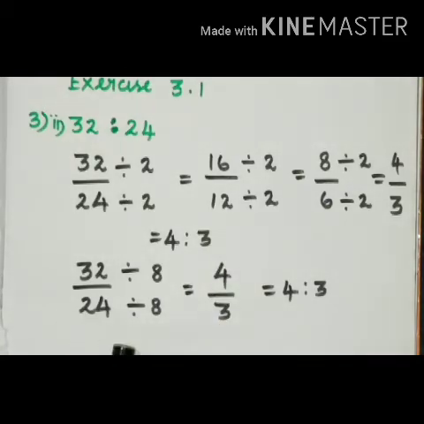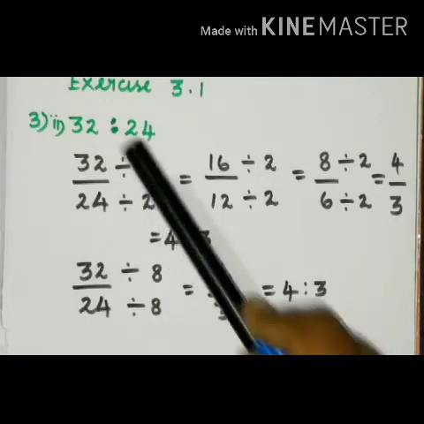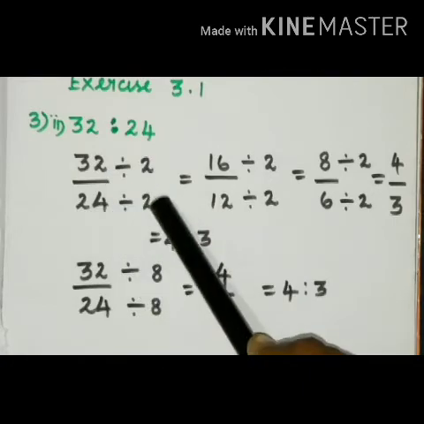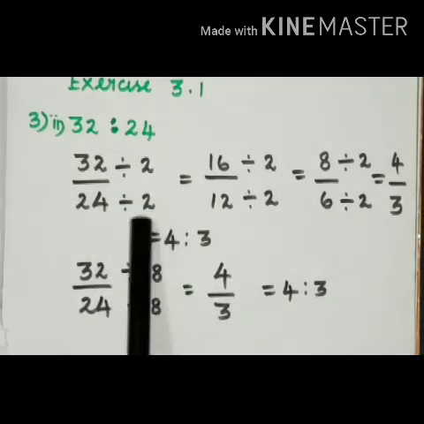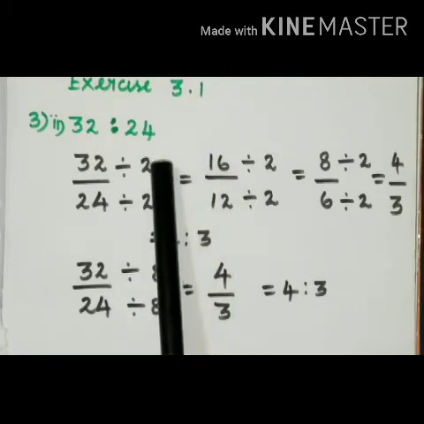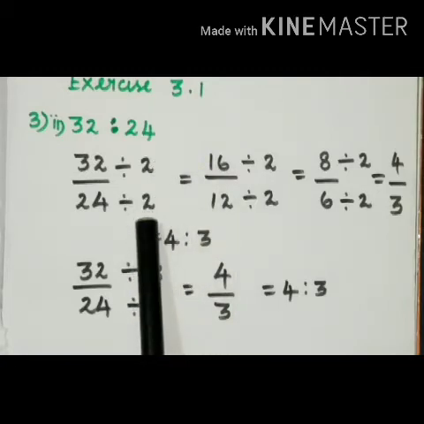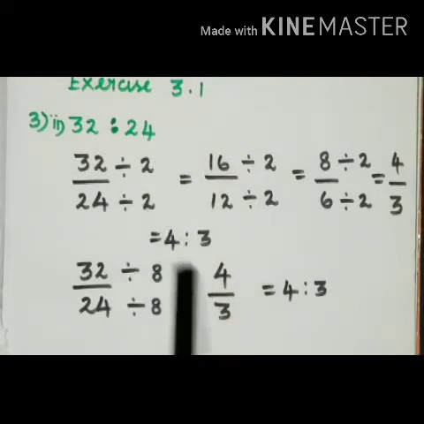Similarly, if you divide it by directly 8 also, you will get the answer 4 is to 3. See, 32 divided by 8 is 4. 24 divided by 8 is 3. What the thing is, you have to divide both the numerator and denominator by the same number. Here, both the numerator and denominator are divided by 2. If I have taken a 8 table means both the numerator and denominator are divided by 8. You have to divide it by the same number.